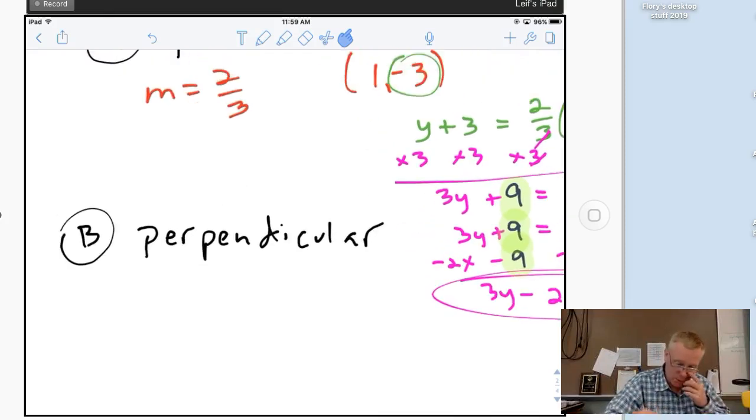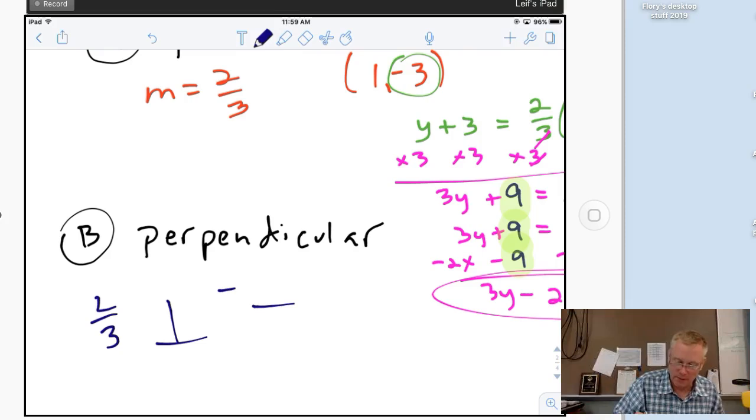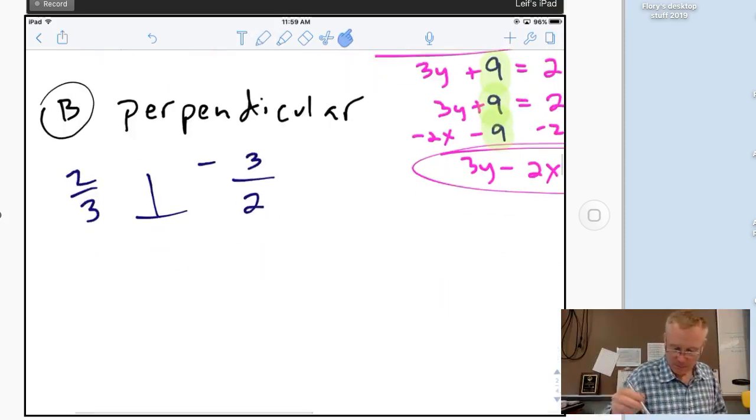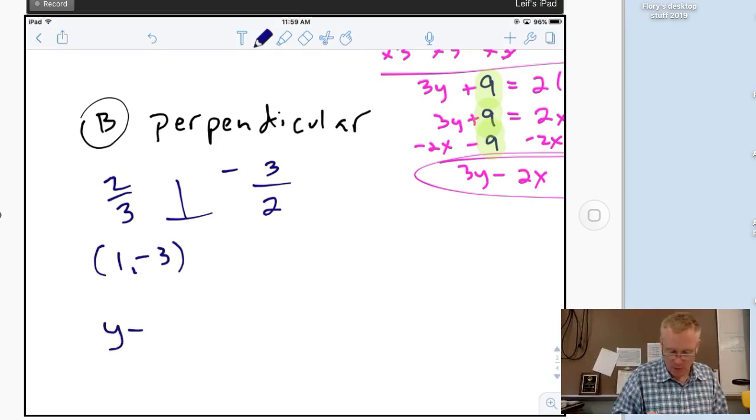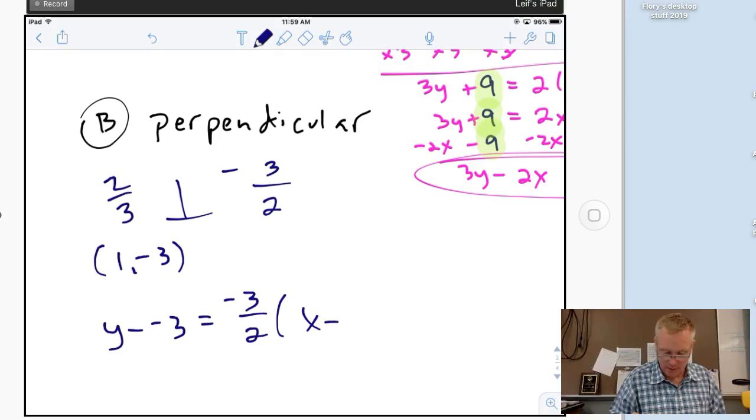Perpendicular. So if my slope was 2/3 before, if it's perpendicular, then it's going to be the reciprocal, and it'll be negative because this one's positive. So if I flip 2/3 upside down, I get 3/2. So that's my new slope, which means, and I still needed to go through that same point of 1, -3. So y minus y1, the y is -3 equals -3/2 times x minus the x coordinate of 1.